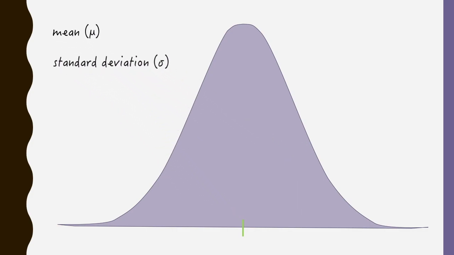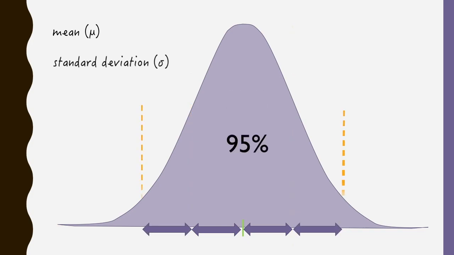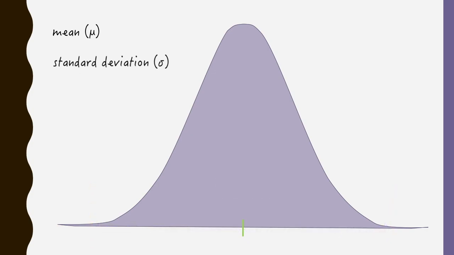For data that is normally distributed, we expect 68% of the observations to fall within one standard deviation of the mean. We expect 95% of data to fall within two standard deviations of the mean, and we expect 99.7% of data to fall within three standard deviations of the mean.